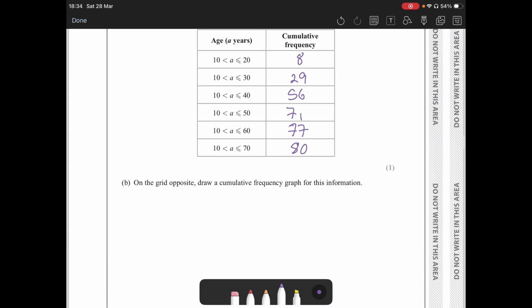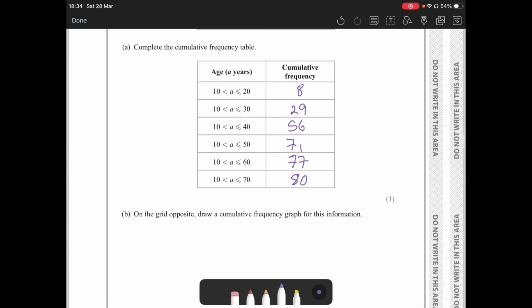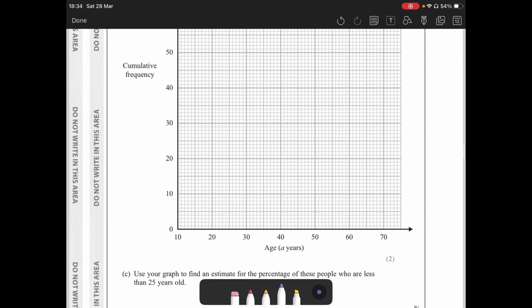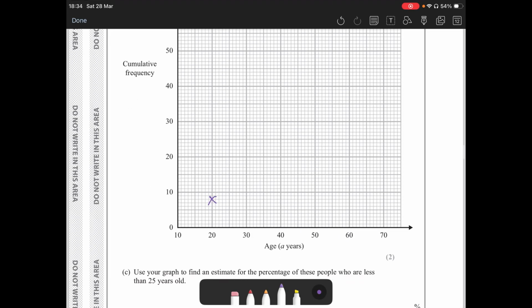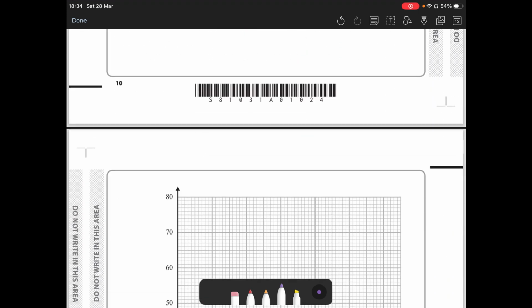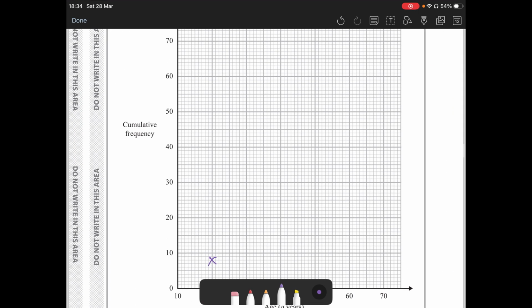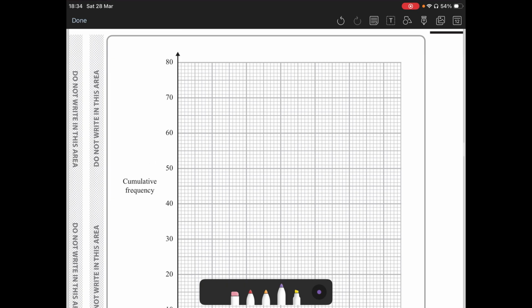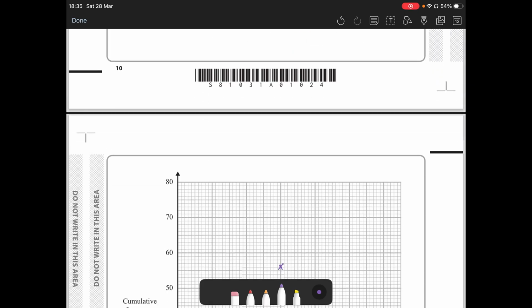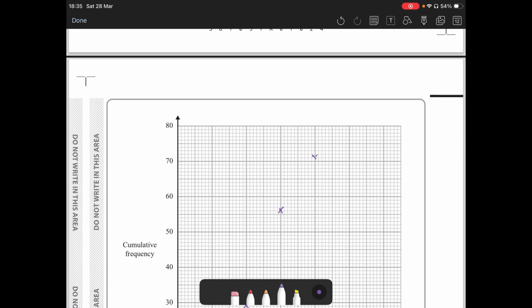Okay. So it wants a cumulative frequency graph. Remember, don't ever do the midpoint on a cumulative frequency. It's always the number on the right. That's your x coordinate, and this is your y coordinate. So let's go ahead and do that. 20 with 8 first, which is roughly there. Do the next one. We've got 29 and 56, which is roughly there. 71 and 77. And 80 last. Okay.